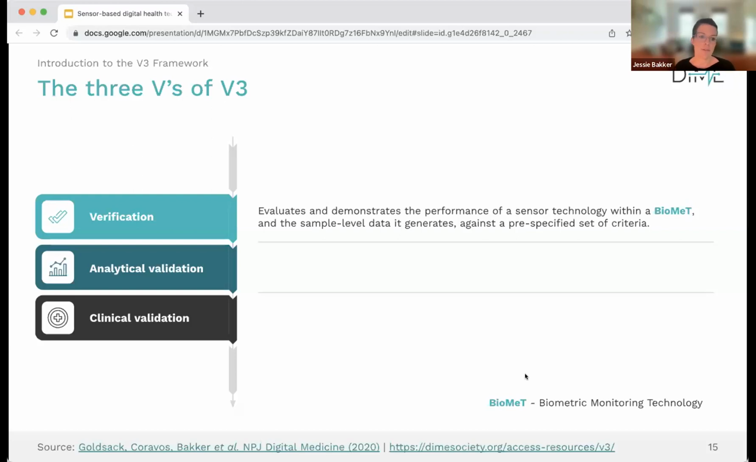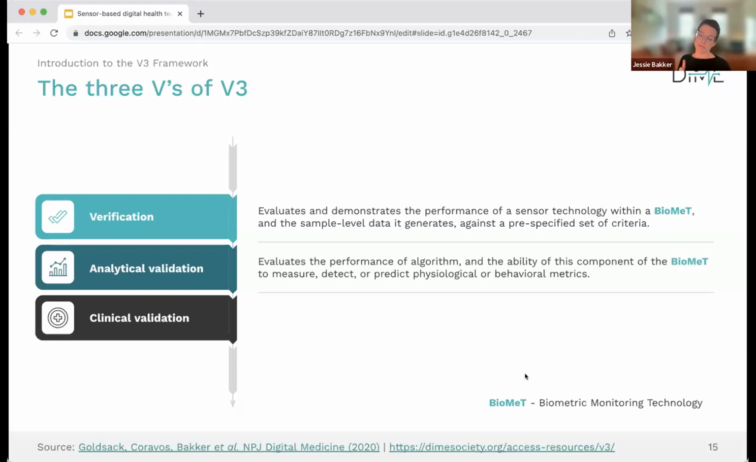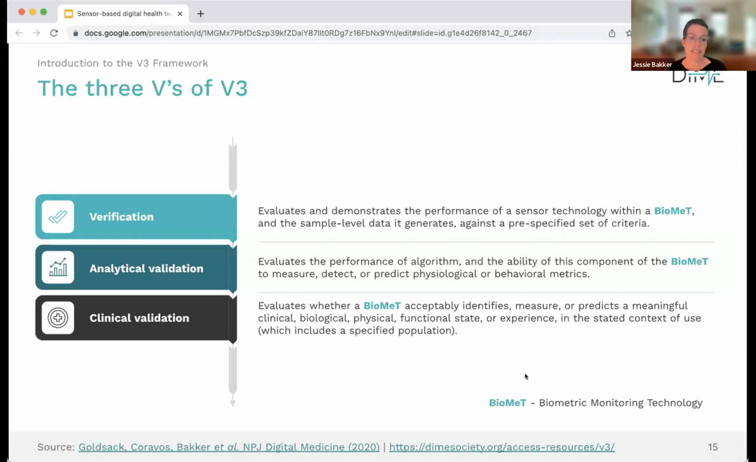Next up, we have analytical validation, and this evaluates the performance of the algorithm or algorithms that takes those sensor-generated data and converts it into an outcome or a clinical trial endpoint, which has some kind of clinical meaning. And then finally, clinical validation. This is a question around whether or not the outcome or endpoint is clinically meaningful. So whether it identifies, measures, or predicts a meaningful clinical state within a context of use, which includes a specified patient population.